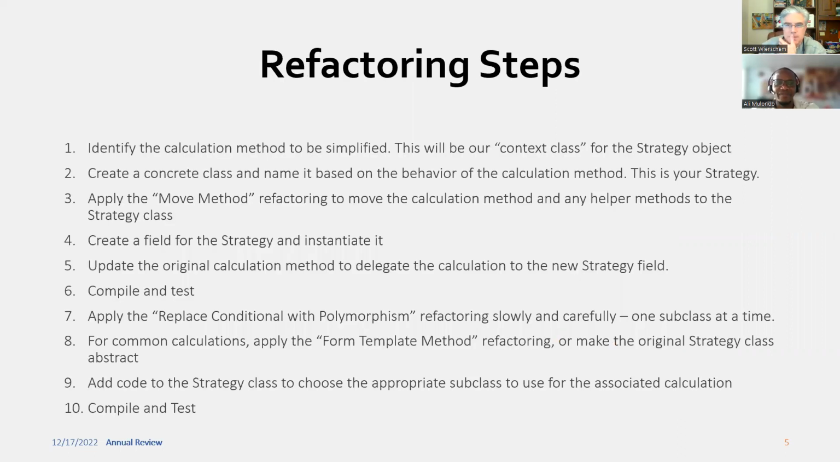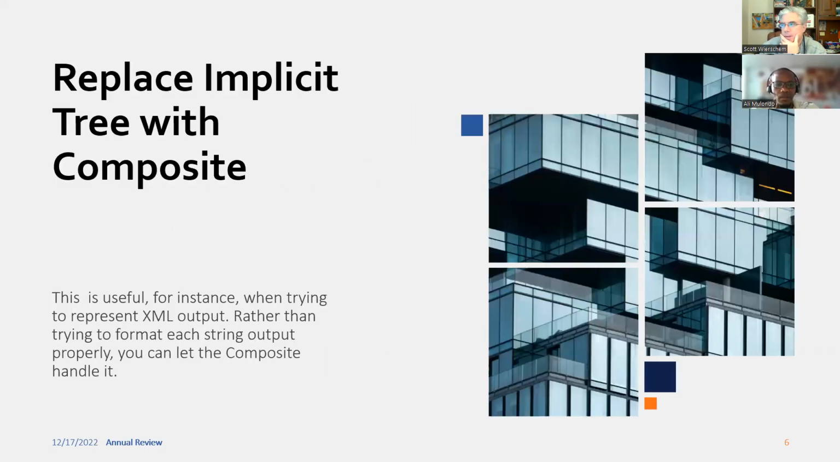Okay, so our next refactoring will be replace implicit tree with composite. And like I said, it's useful if you're trying to represent XML output. This is something that I do often in the project that I work on. Again, it's an older project where we do a lot of XML file manipulation.